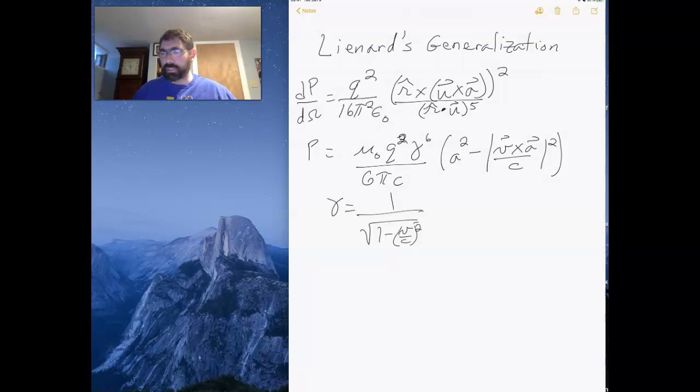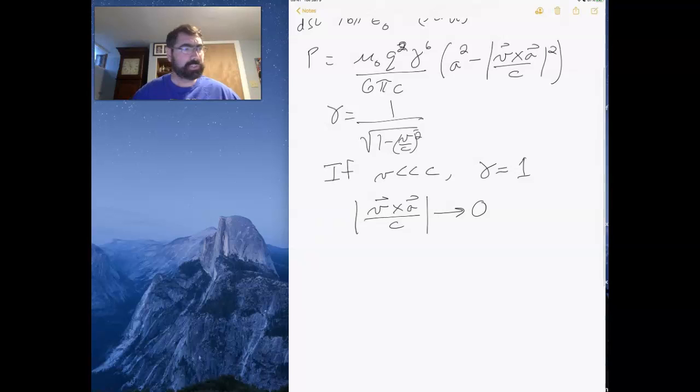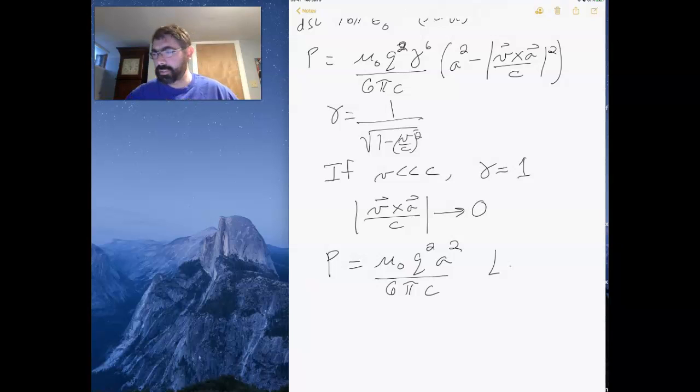And so if we think about it, if we take the non-relativistic case, so if v is much, much less than c, that means gamma is essentially 1. And what you find is that the ratio of v over c is essentially going to go to 0. So what we get then is, for the power, mu 0 q squared a squared over 6 pi c, which is again the Larmor formula.